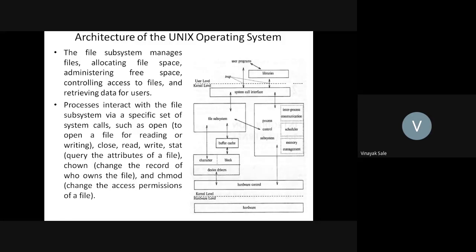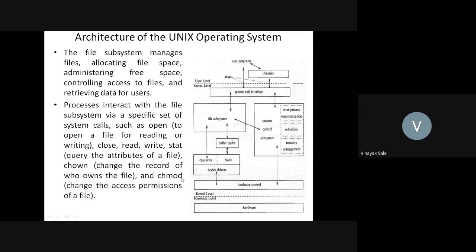So there are system calls: close, read, write, execute. There is another command, chown, that is change owner: ch for change, ow for owner. It changes the record of who owns the file. There are three types of owners, as I told you previously: owner, then group owner, and the others.